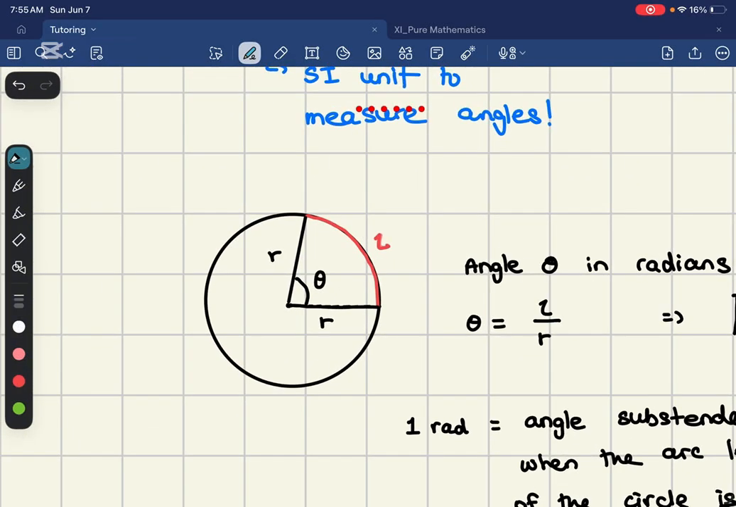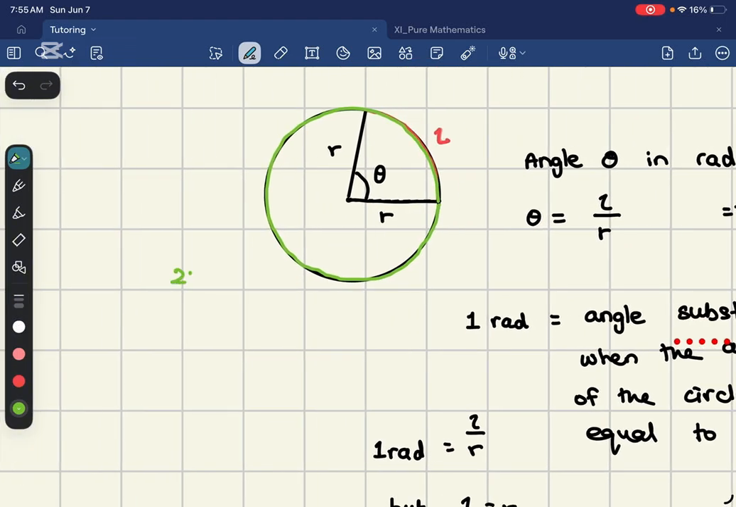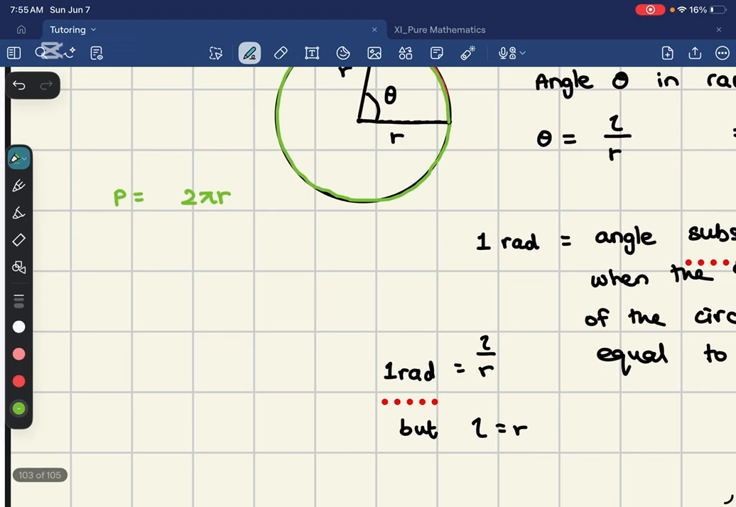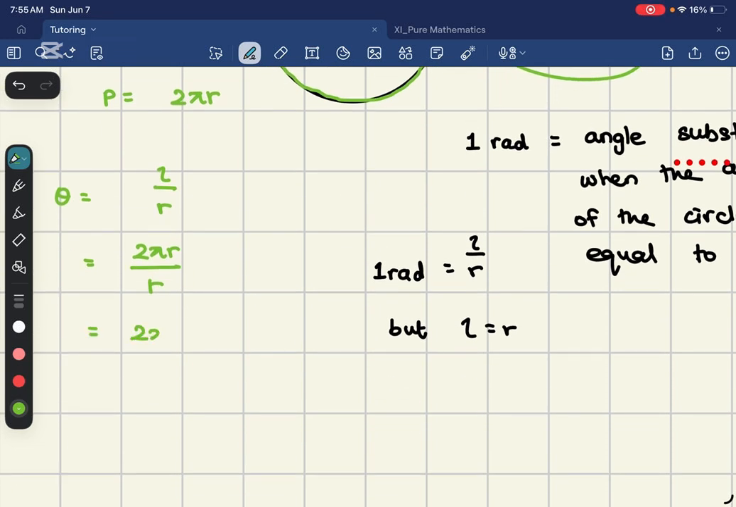Now, to get a full circle, I need to start here and I need to take the whole circle. Now, what is the length of this green part? Well, that is the perimeter. And the perimeter is just 2 pi r, right? That is the perimeter. So what is the angle theta? Use this formula. Theta is L divided by R. Well, the arc length for the whole circle is just 2 pi r. And if I divide by r, then I see that I get 2 pi.